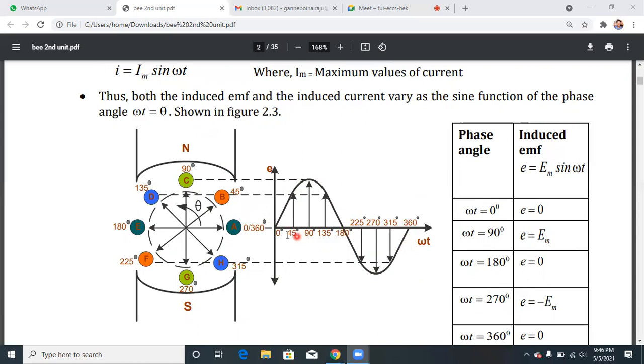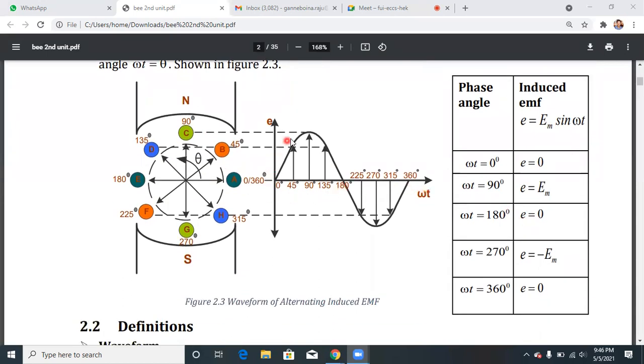So when substituting these different angles, the conductor position, that is called theta, in this equation, we will get the EMF changing like this, the same as a sine function. So this is alternating, this is called alternating induced EMF. This is clear. Then, this is about how the EMF is generated.